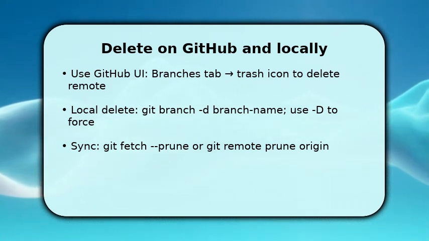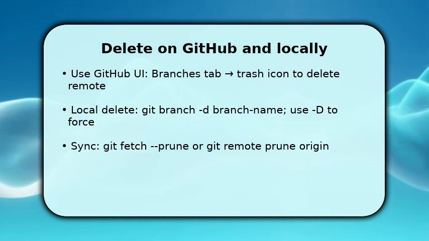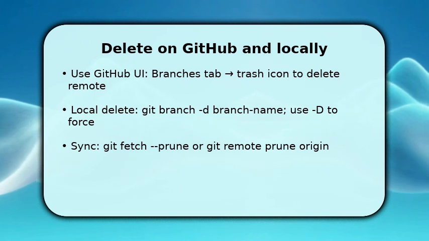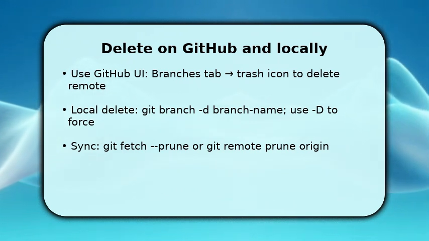After deleting remote or local branches, run git fetch --prune or git remote prune origin to clean up stale remote tracking branches and keep your refs tidy.